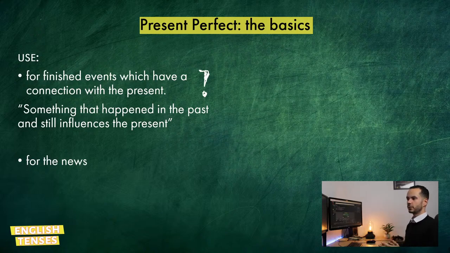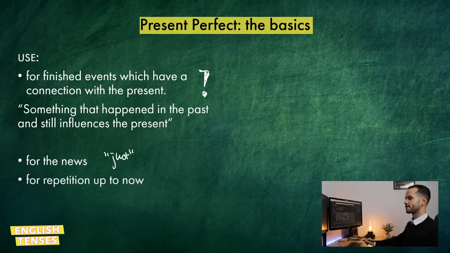We also use present perfect for the news, and this is related to the word just, and I'll show you in a second. We also use present perfect to talk about repetition up to now. So when something has been repeated several times and it's been done until now, it's also a situation in which you use present perfect, and also present perfect continuous, but we'll look at that later on. So present perfect is used for the news and for repetition up to now, but also for finished events which have a connection with the present.